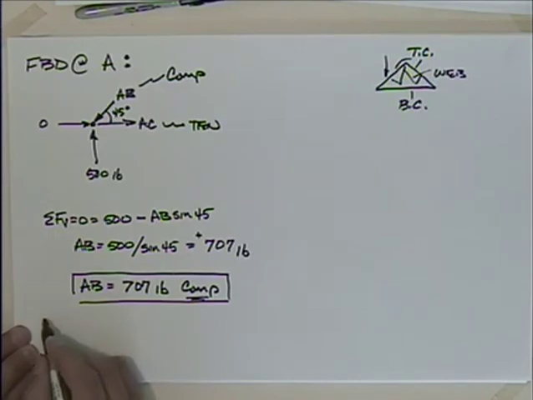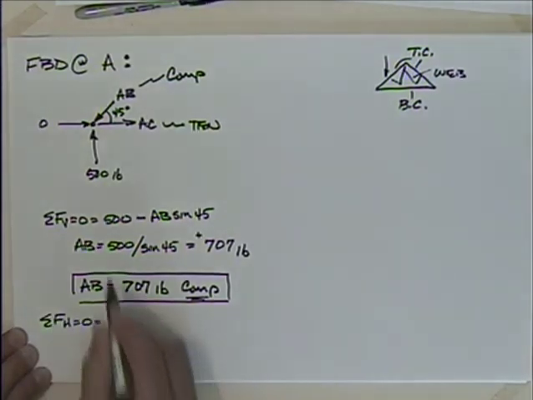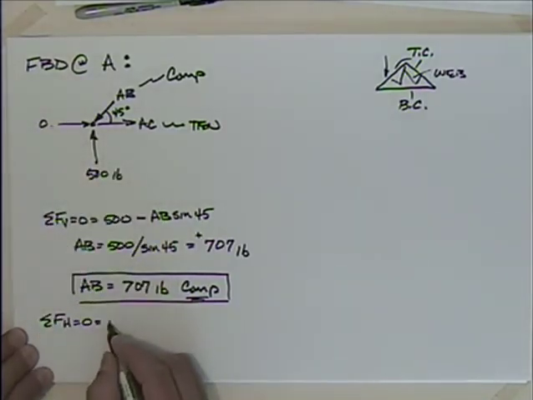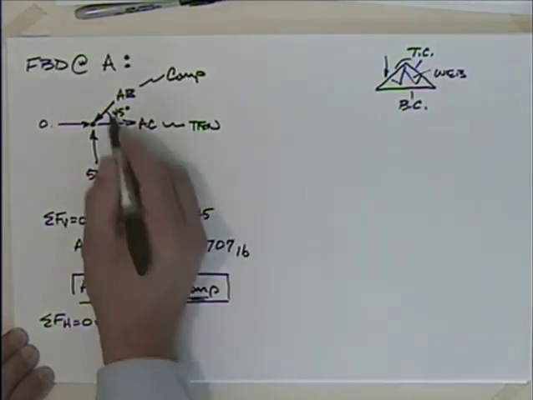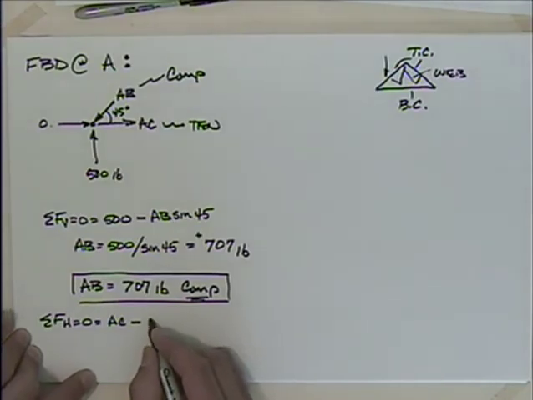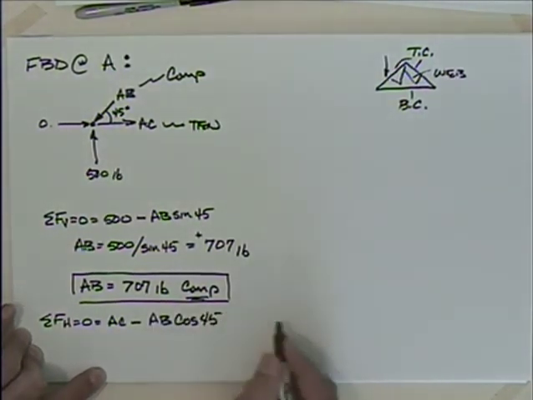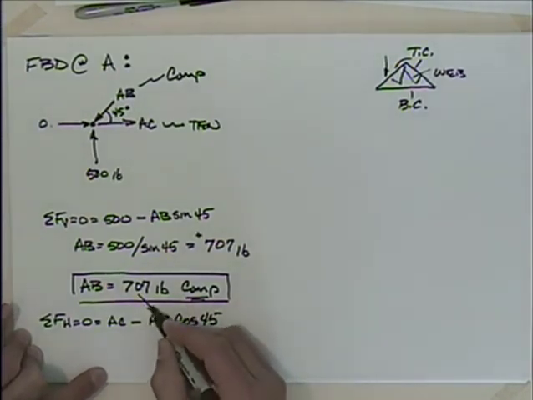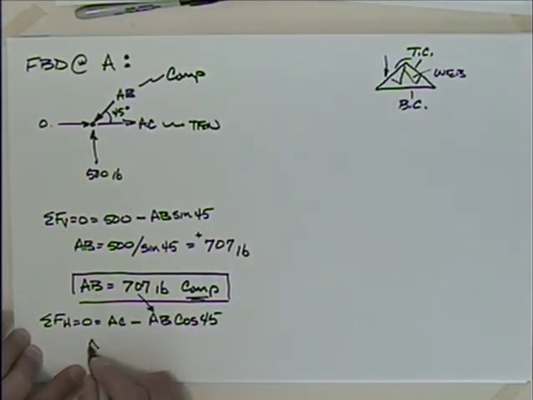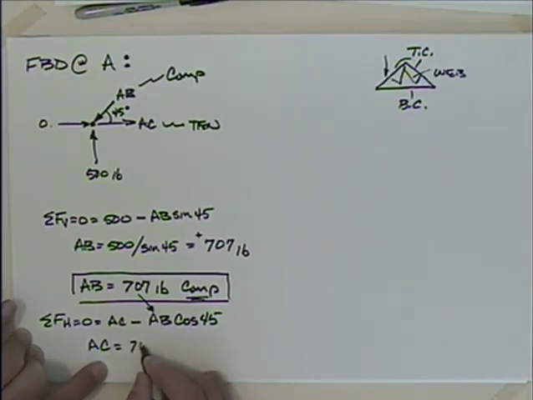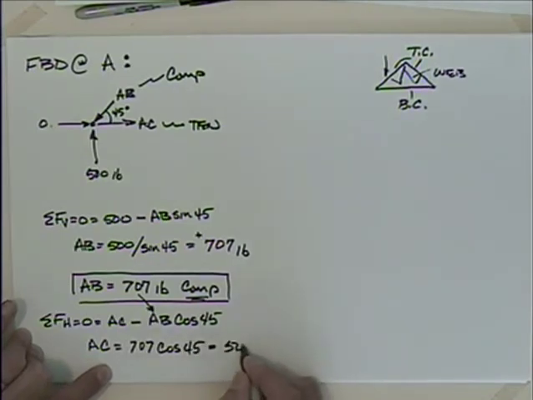Well, let's finish this portion up. Sum of the forces in the horizontal direction is equal to 0, which gives me that's 0. So I'll just have AC minus now the horizontal component of that, which is AB times the cosine of 45, or root 2 over 2. When you put that into there, you get that AC is equal to 707 times the cosine of 45, which had better get me back to 500 pounds, right?